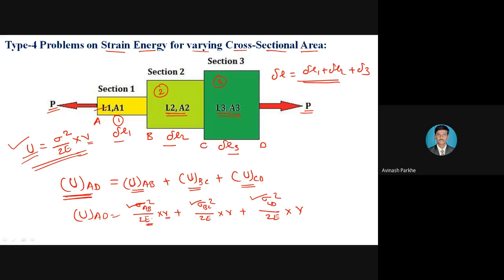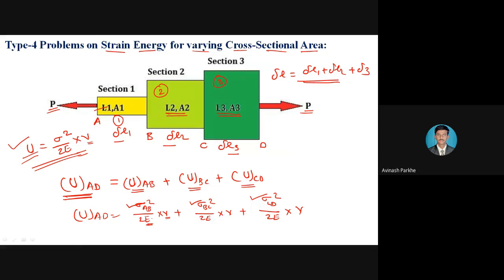So this is type number 4, which is related to problems on strain energy for varying cross-sectional area. In chapter number 1, we used this structure for the calculation of total elongation or total deformation of the bar. Now the concept is the same, but instead of calculating the total elongation, here we are calculating the total strain energy stored in that bar, which is equal to the summation of the strain energy stored in each section.